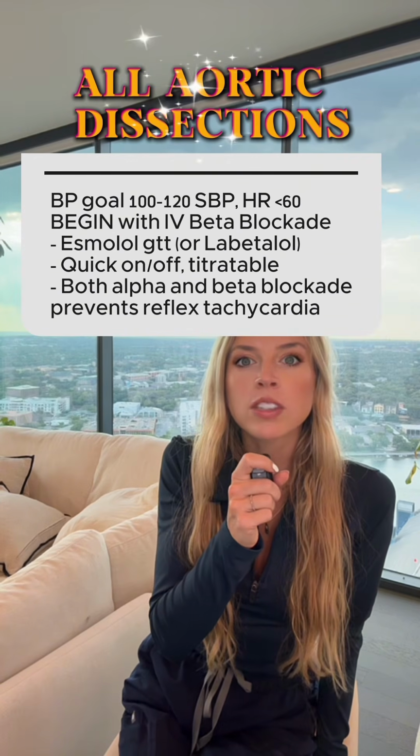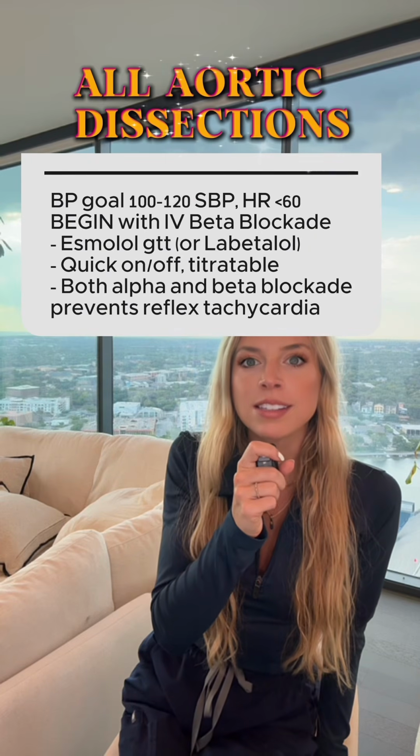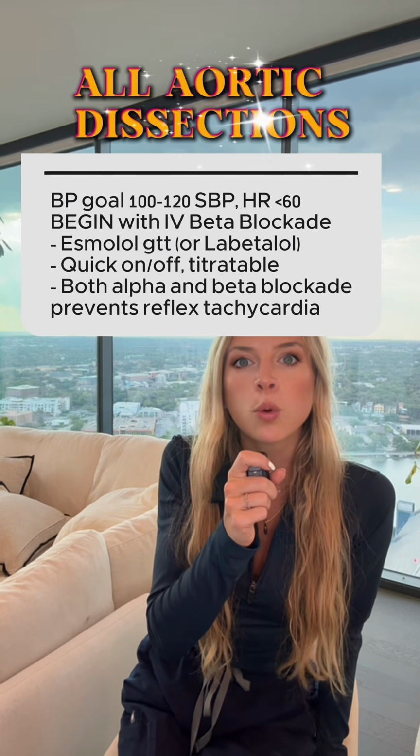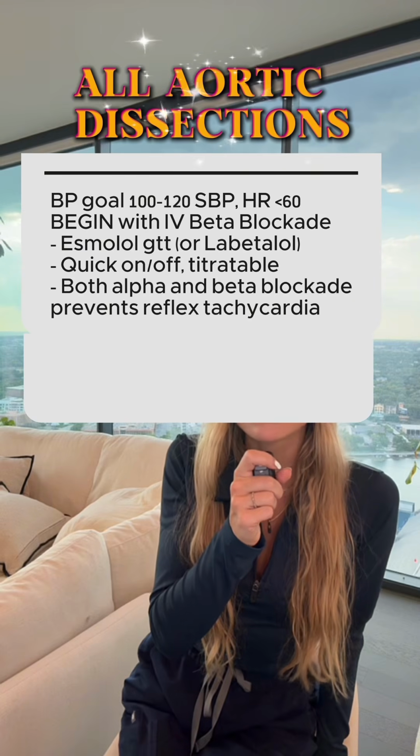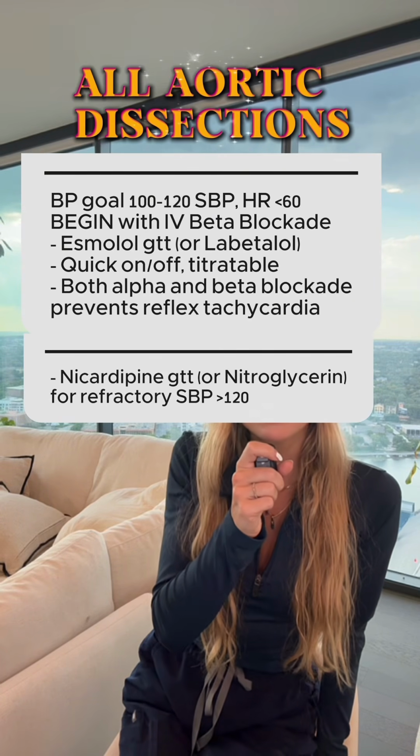You'll want to start with medical management as a bridge to your TEVAR, and so you'll want to start with IV beta blockers, usually esmolol and labetalol, for a goal heart rate less than 60, and these are easily titratable and quickly reversible. Step 2, you'll want to add a vasodilator like nicardipine or nitroprusside if the systolic blood pressure is greater than 120 despite beta blockade.